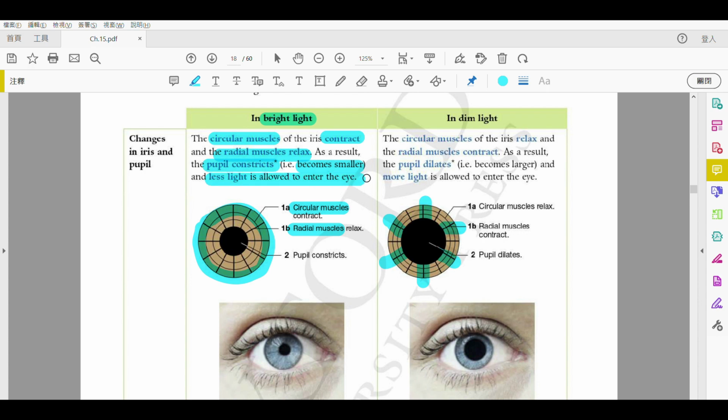Okay, so very easy. Now imagine the situation. The first one is when there is bright light, so there is a lot of light. Will you need a lot of light getting into your eyes? Of course, no, right?